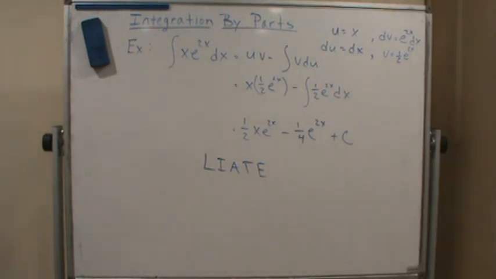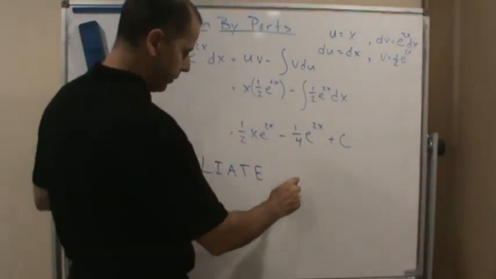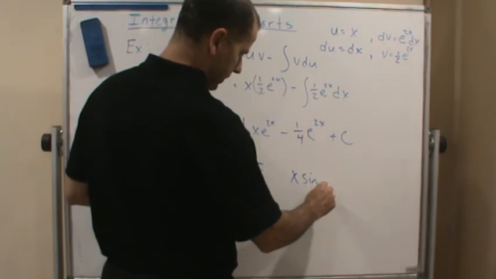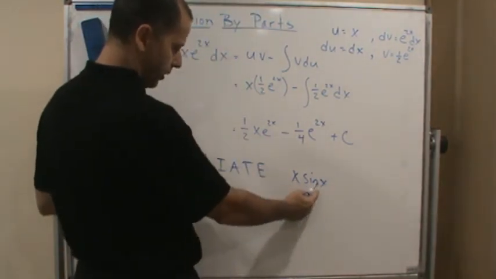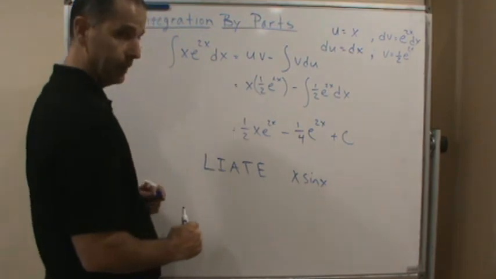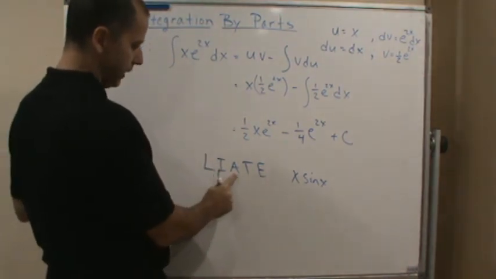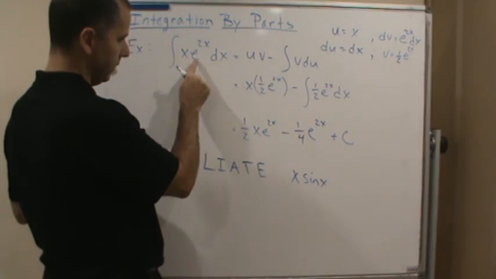So again, it's just trial and error. For an example, in the one that we did earlier, x sine x, algebraic and trigonometric, since A comes before T, we want A to be the u and sine x to be the dv. Here we have an exponential and an algebraic. Algebraic comes before exponential, so this is our u, this is our dv.